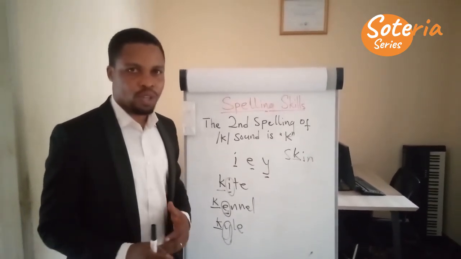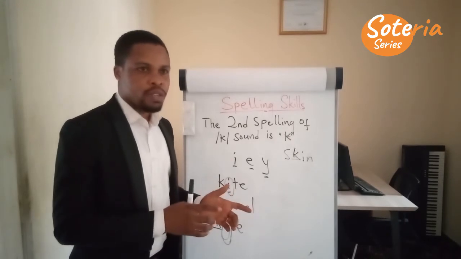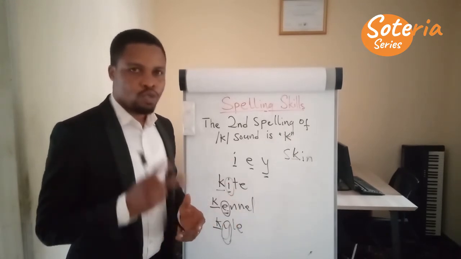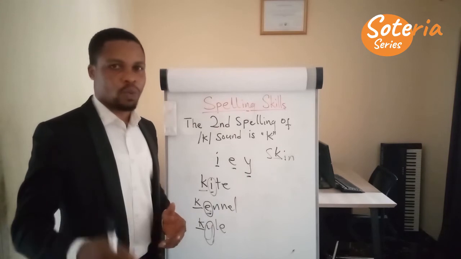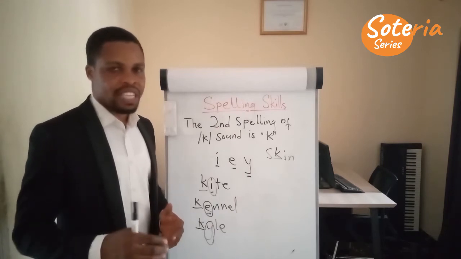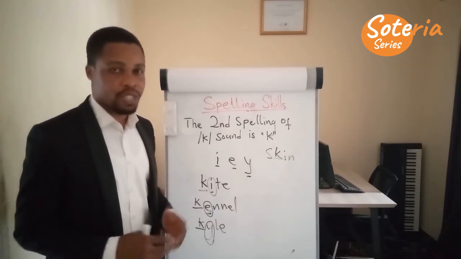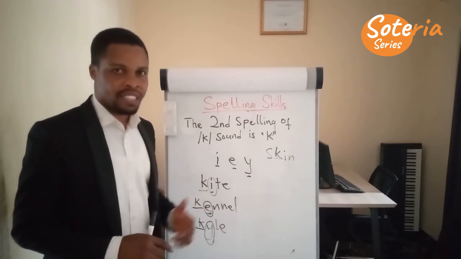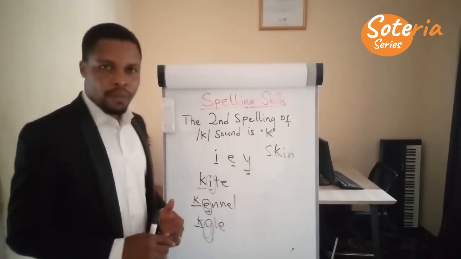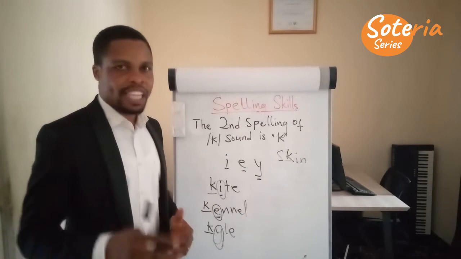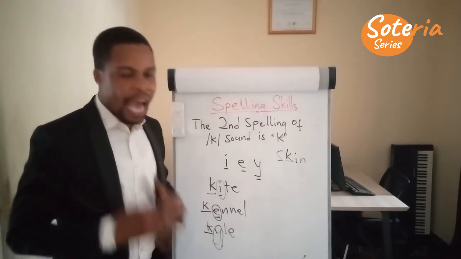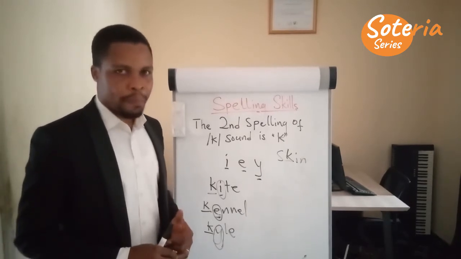Remember, in the first episode, we said that in a two-syllable or multisyllabic word, when the K sound is heard at the end, it is often spelled with C. We looked at that in the first episode. So K can also be spelled at the end of words. But how would that happen?